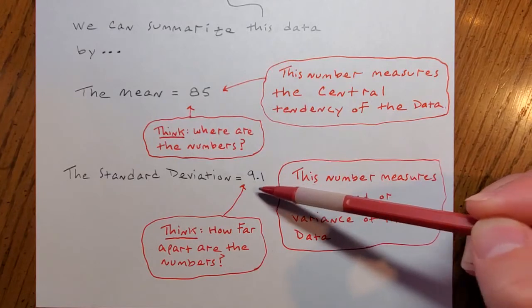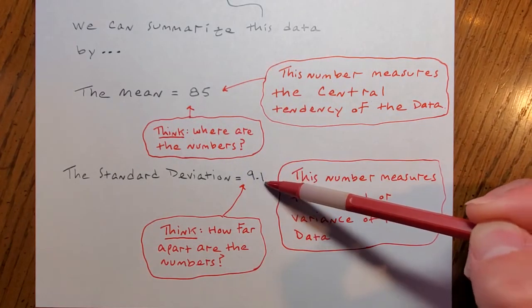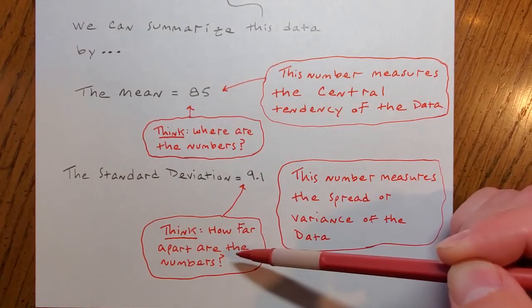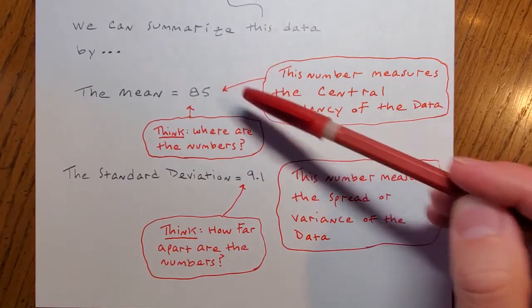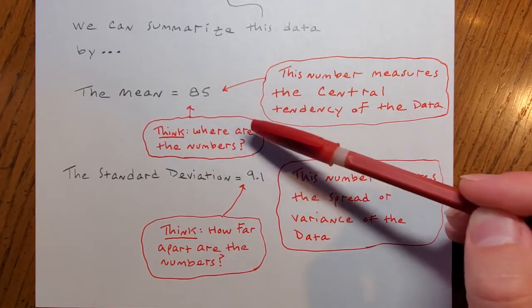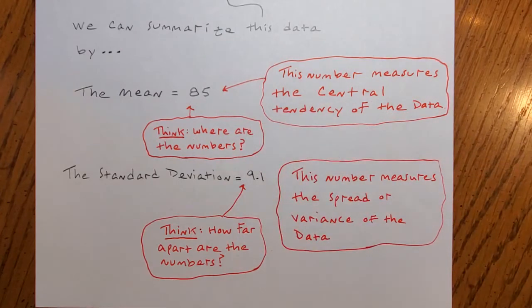Single numbers. I can still calculate one number that tells you where the numbers are, and I can calculate one number that tells you how far apart they are spread. These are just measurements. These are just calculations, but they tell you something qualitative, as I've described there. All right, so that is descriptive statistics.